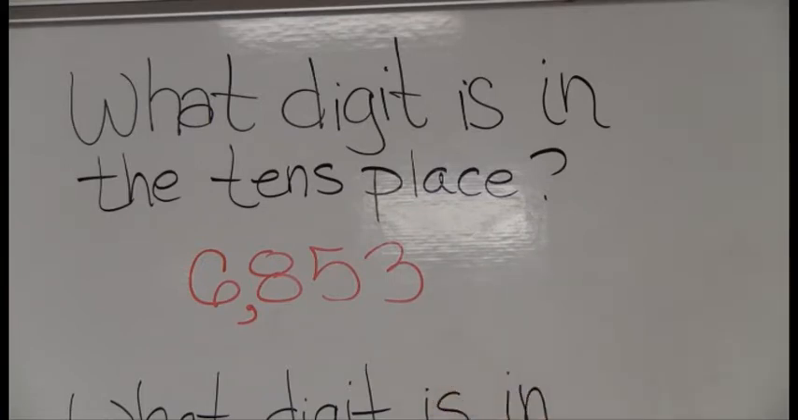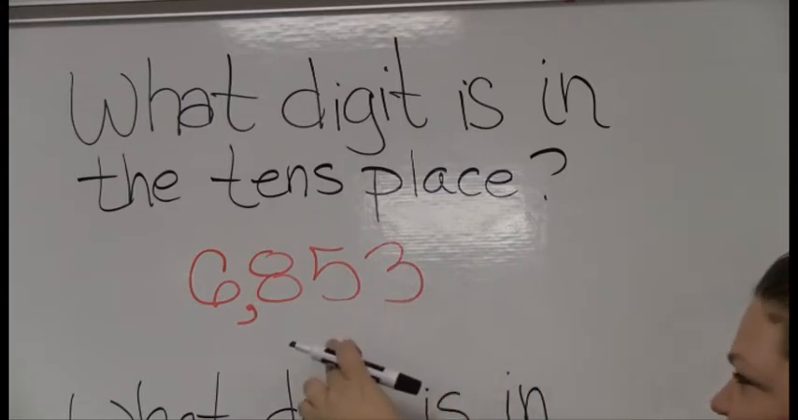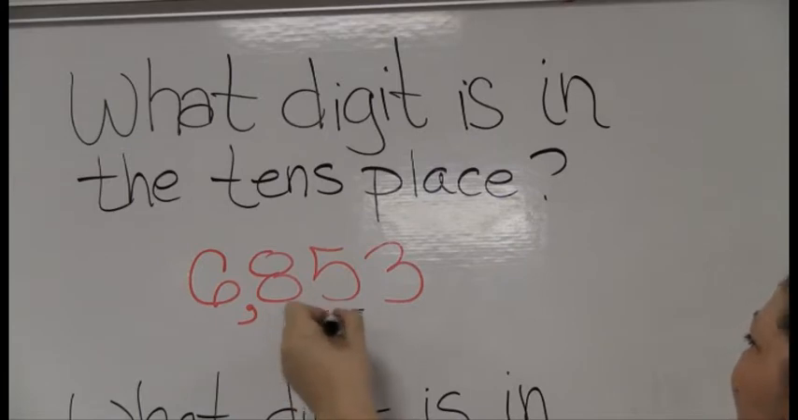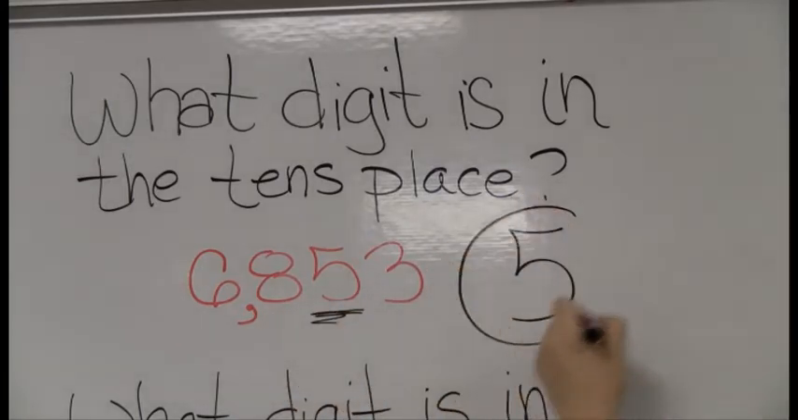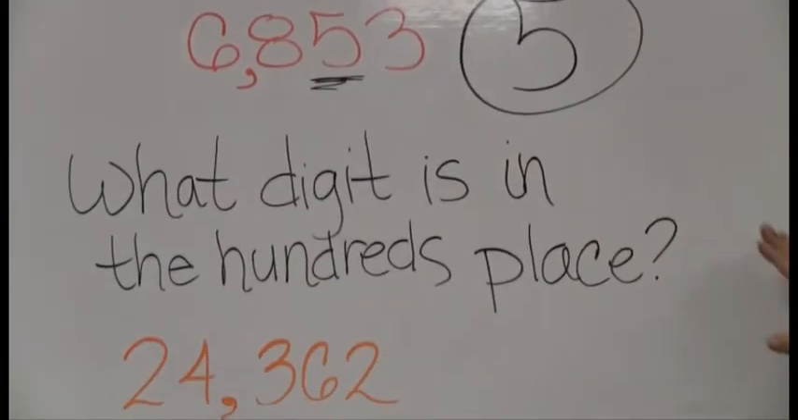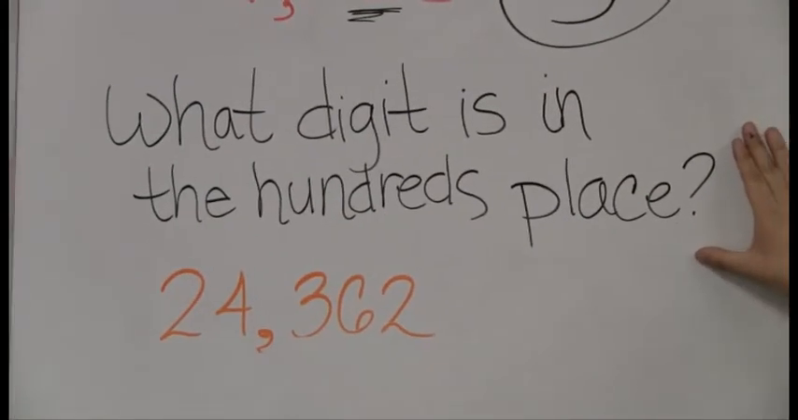Here's some more examples of that same type of problem from Chapter 1, Section 1. This one says what digit is in the tens place. And we have the number 6,853. So we start again on the right-hand side. First guy's the ones place, and if you remember, next one is the tens place. So there we go. What digit is in the tens place? That's the number 5.